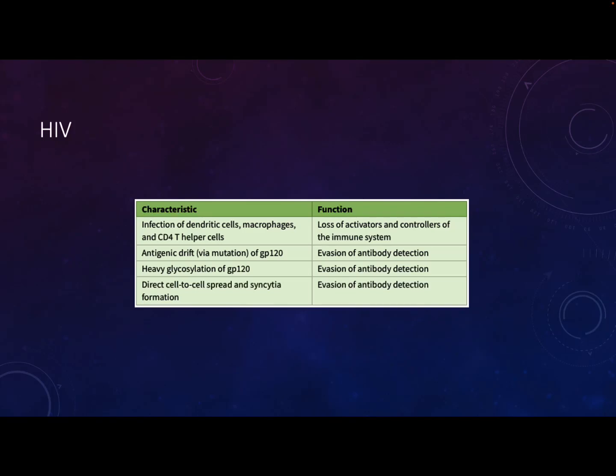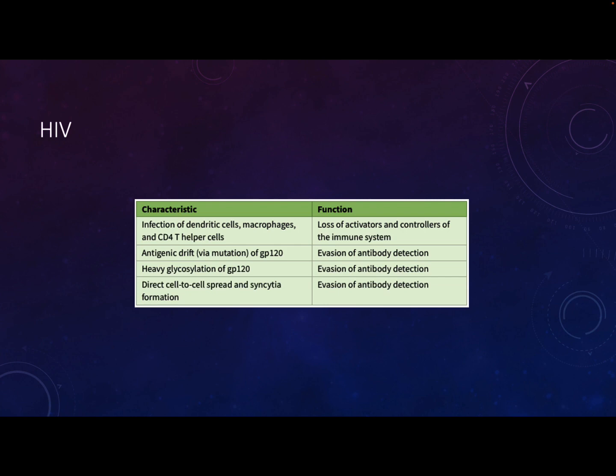And pick up with retroviruses. So what they're showing you here is how HIV has different characteristics that help it evade the immune system. So it's telling you infection of dendritic cells, macrophages, and CD4 helper T cells affects the immune system because you lose activation of the immune system and you lose control.